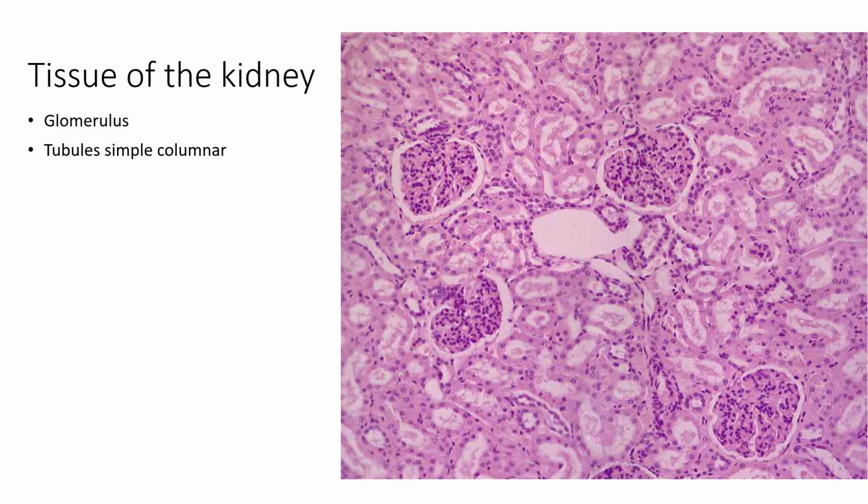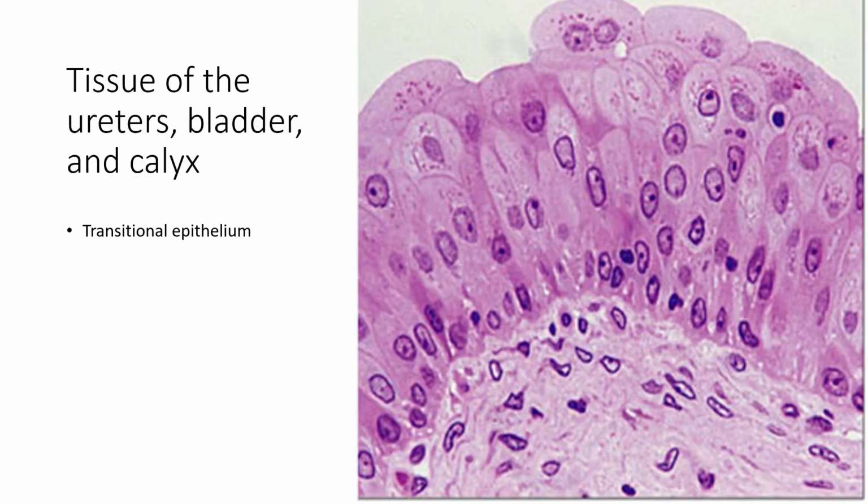Now, the tissue of the kidney, well, in the glomerulus, you have the simple squamous epithelium, but the tubules around it, you'll notice they are mainly simple cuboidal, not columnar. They're mainly simple cuboidal. That's error on my part. Let me just cross this off. Remember, it's cuboidal, not columnar, so it should be cuboidal.